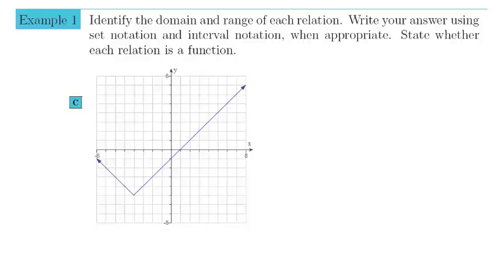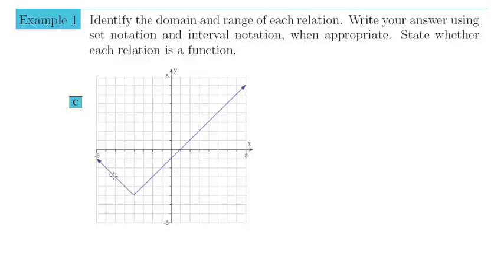Example 1C. Identify the domain and range of the following relation. Write your answer in set notation and interval notation when appropriate. State whether the relation is a function. As with the previous graph, the relation that we see in 1C consists of an infinite number of points.